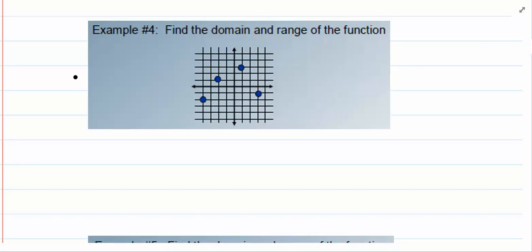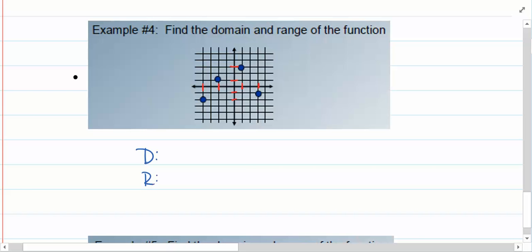In this example, we have, again, discrete values. There are no lines that connect these graphs. So since there are no lines that connect the graphs, we're not allowed to have any x or y values in between these 2 points. So I have an x value here, here, here, and here. And I have y values here, here, here, and here. So let's make a list of what those domain values and what those range values might be.